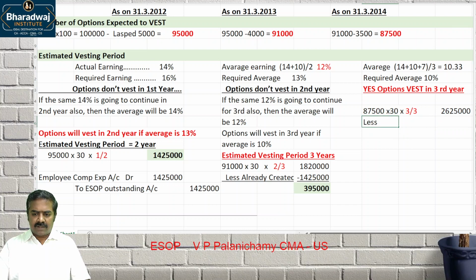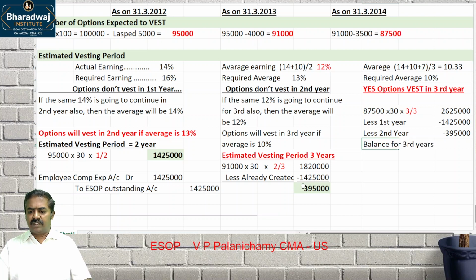Less. You can take either the cumulative amount, or the first year and second year amounts. First year amount ever recognized? 14,25,000 recognized. Less second year, or you can directly take the cumulative amount also. Second year how much is recognized? 3,95,000 recognized. Balance for third year: 8 lakh.